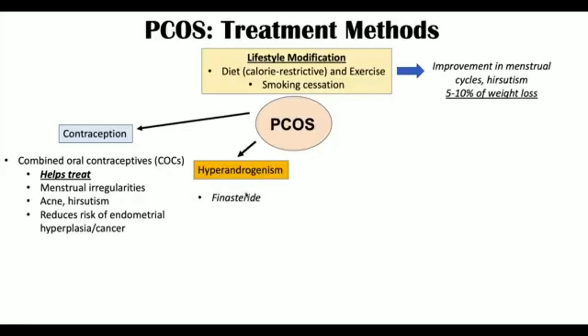And for associated conditions, use metformin. Treat especially type 2 diabetes patients. And it improves insulin sensitivity and glucose tolerance. It can help regulate menstrual cycles.